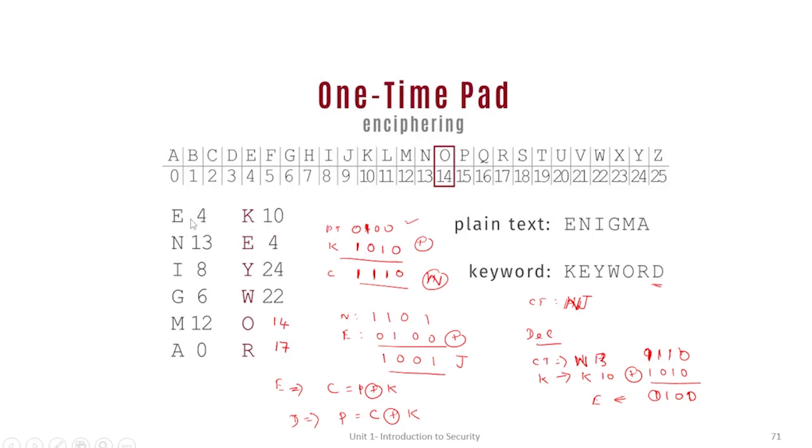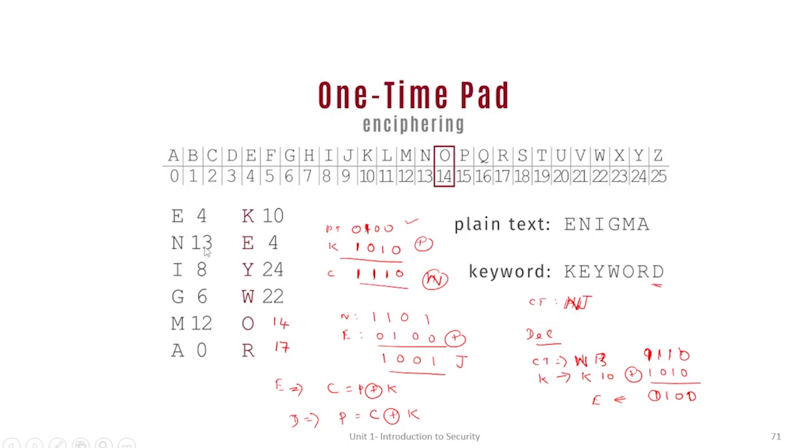So the first letter of the plain text and the first letter of the keyword will be taken and we should do the exclusive OR operation. The first bit contains the same digits, so the result is 0, and the others contain different digits. So the answer is 1110. 1110 means 8 plus 4 is 12, 12 plus 1 is 13. So the 13th letter is N. So the first ciphertext value is N.